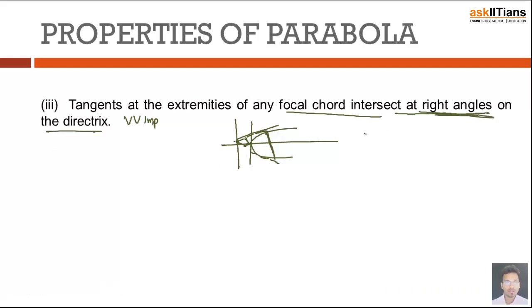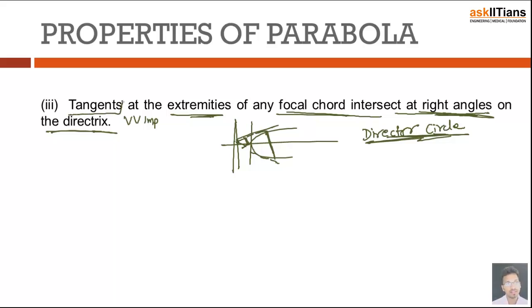So basically there is one term called director circle. If you have read that in circles, the director circle is the locus of points of intersection of tangents that are perpendicular to each other. So in this property, we are saying that from a focal chord, the tangents at the extremities intersect at right angles at the directrix. So basically the directrix is the director circle, meaning all the perpendicular tangents of the parabola intersect at the directrix. A very key observation which we will be using in a lot of questions.